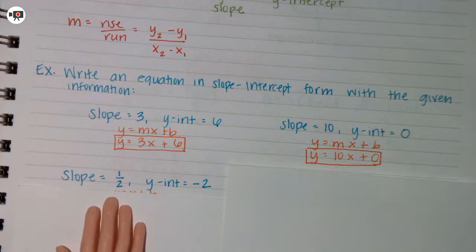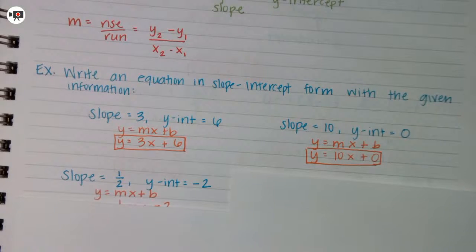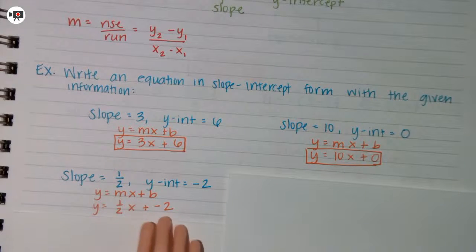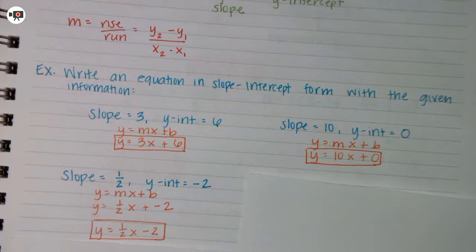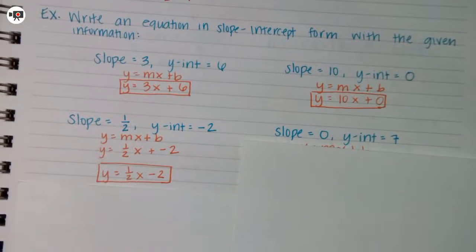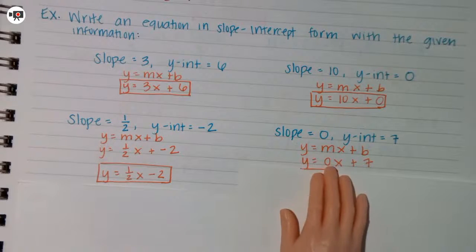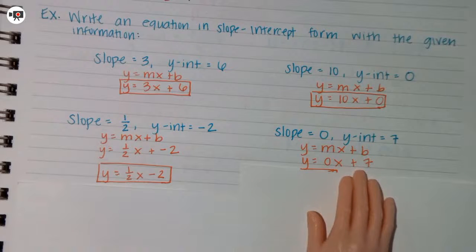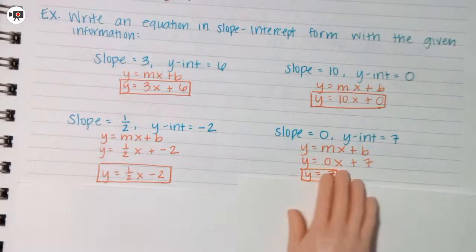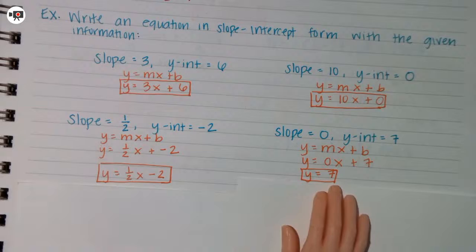Here we have the slope is a fraction, and my y-intercept is negative. So we are going to have in our formula y equals 1/2 x plus a negative 2. That's the same thing as just y equals 1/2 x minus 2. And in this one, if my slope is 0, I'm going to have y equals 0x plus 7. 0x means 0 times x, which is 0, and 0 plus 7 is 7. So y equals 7.